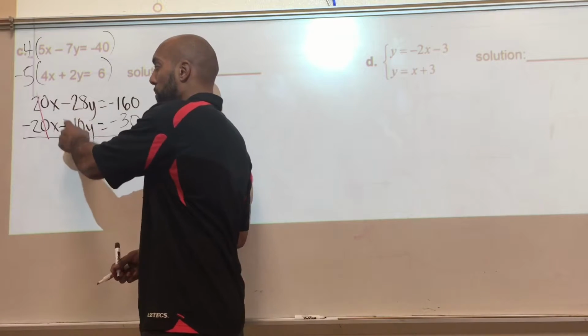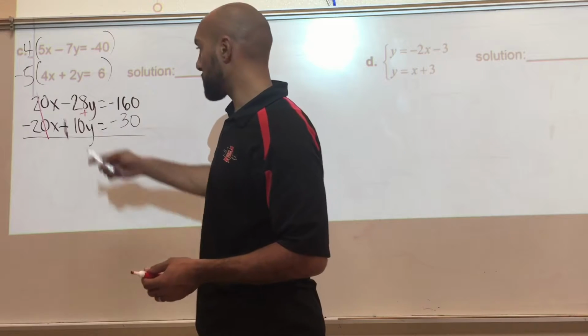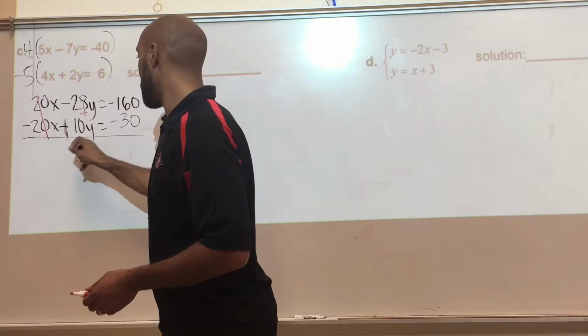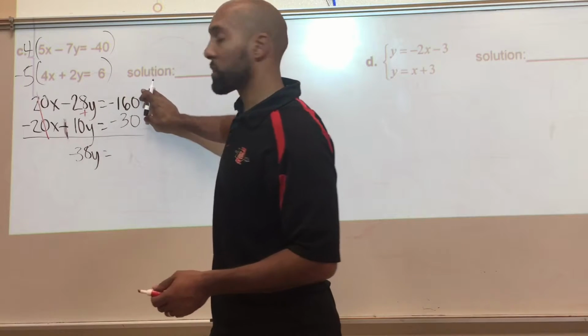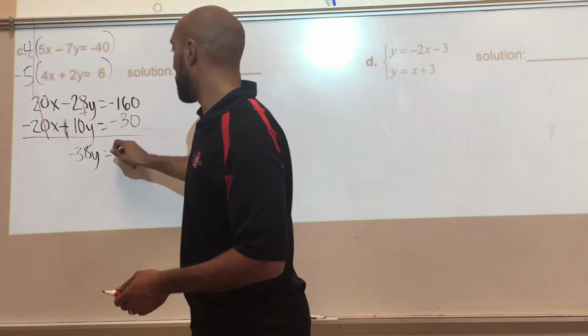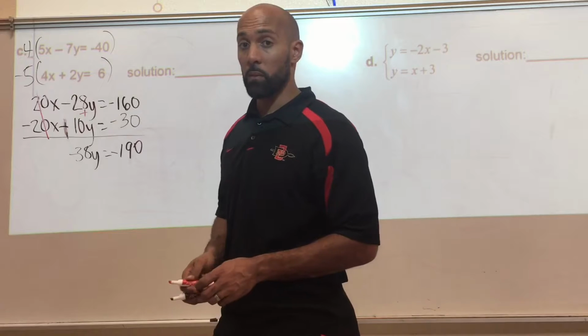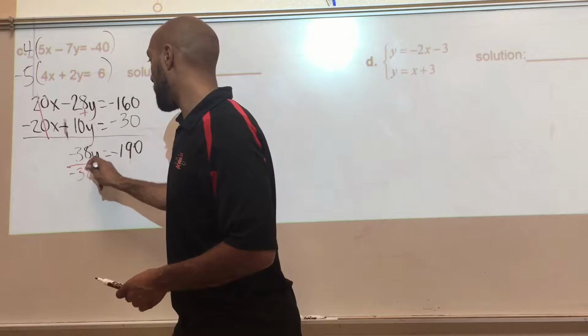I want to add the top and the bottom. Okay, they're both the same sign, they're both negative, so we'll add them together. 28 plus 10 is 38, and it's still negative. Okay, then 160 plus 30 is 190. Okay, so now we're going to divide negative 38 on both sides.